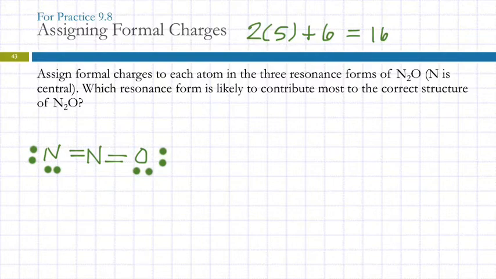Could we draw it a different way? Yeah, I mean, it says there's 3 forms, so we have to get a little creative and find out what those forms are. That's a good question. Could I draw oxygen on the left and nitrogen on the right? That would actually be the same as this.